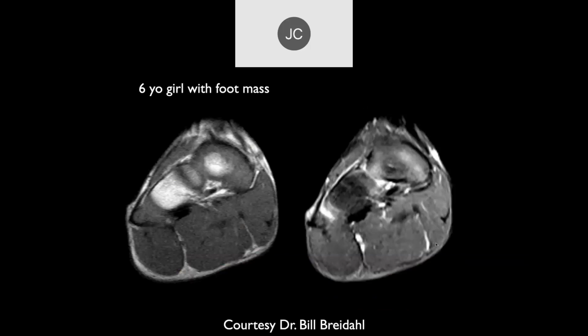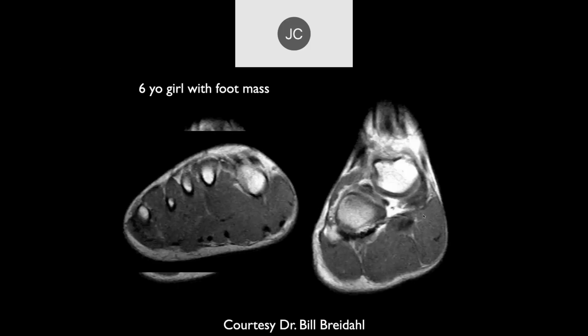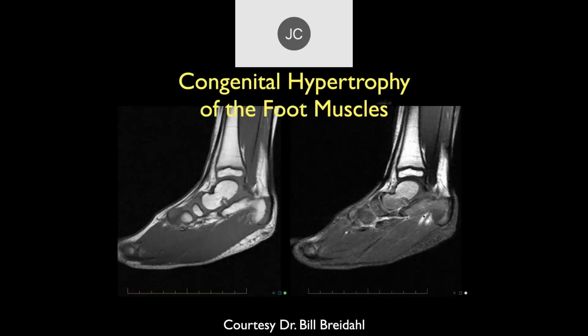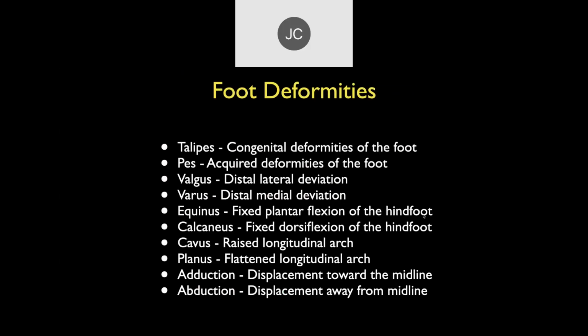And here's a 6-year-old girl who's evaluated for foot mass. Here we can see these massive plantar muscles. So it's congenital hypertrophy of the foot muscles. Now, in deformities of the foot, there are a lot of different words that are used that can be very confusing. Talipes is any congenital deformity of the foot. Pes is an acquired deformity of the foot.